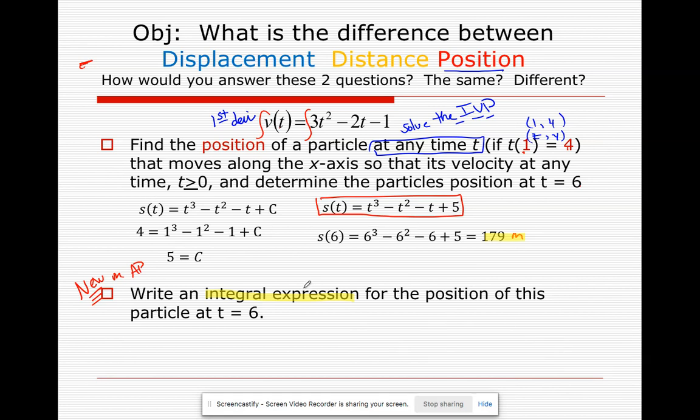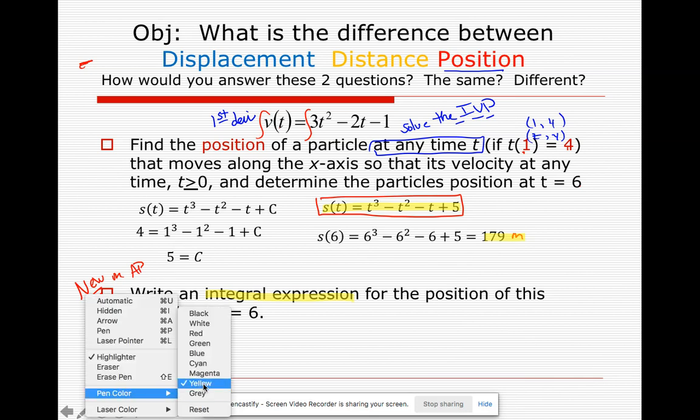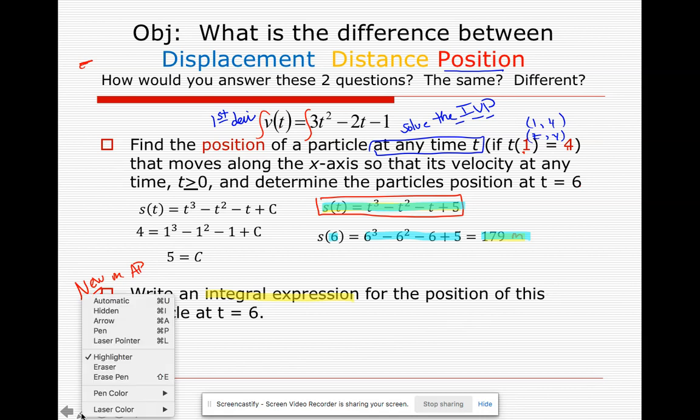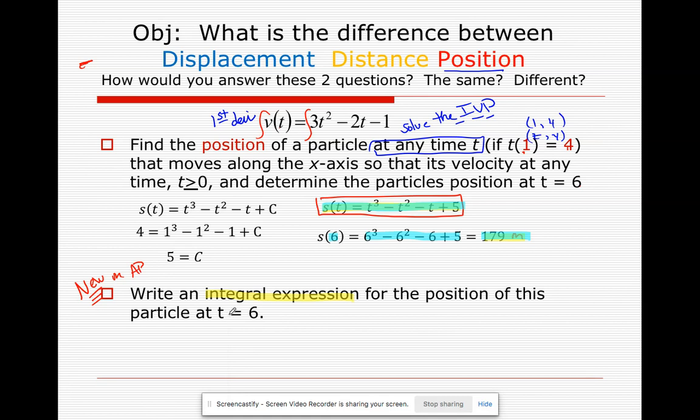This is not an integral expression. I evaluated the initial value problem. I solved it. I got an algebra expression. This is an algebra expression. Oh, I shouldn't highlight it in yellow because it's not. I plugged 6 into the algebra expression and I got 179 meters. I want to write an integral expression that gets me the same answer when t is equal to 6.